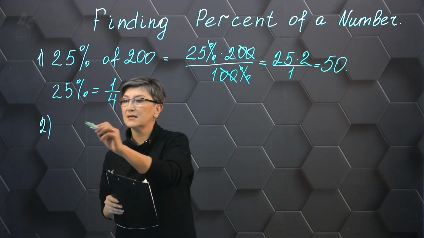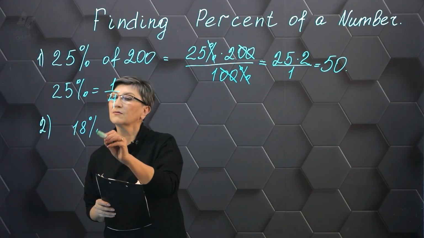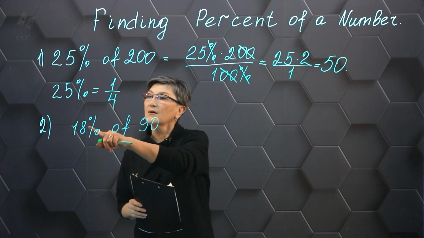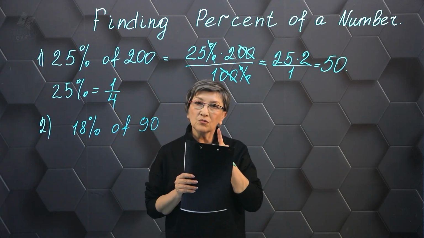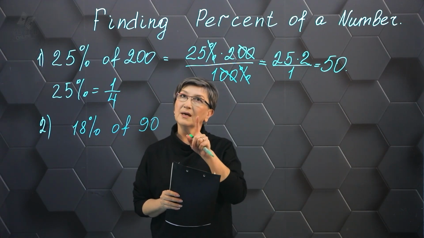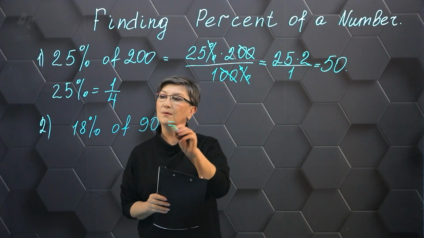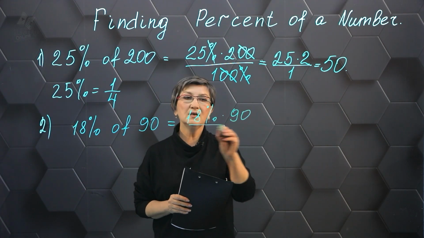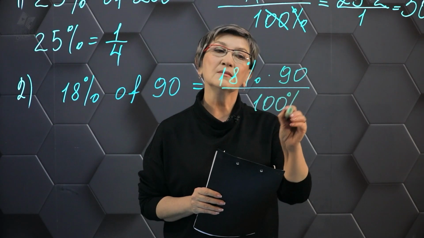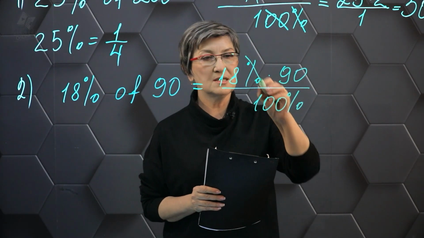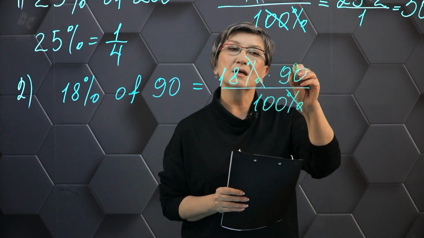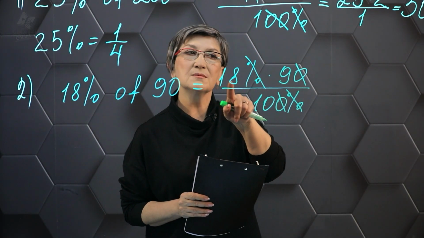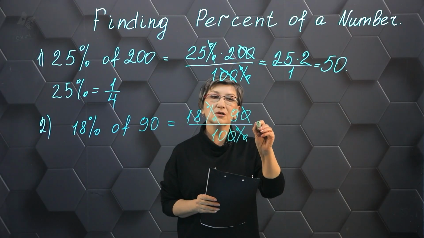If we need to find 18% of the number 90, what should we do in this case? 18% is inconvenient to convert to an ordinary fraction. So using our algorithm, we'll use 18%. Multiply by 90 and divide by 100. What do we get? The percent sign is reduced. The 0 and 0 will also shrink, and we'll need to multiply 18 by 9. How much would that be?